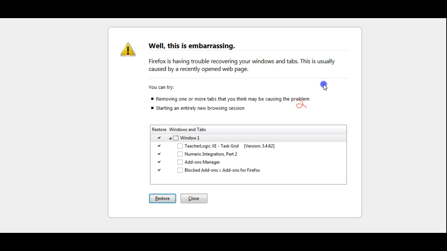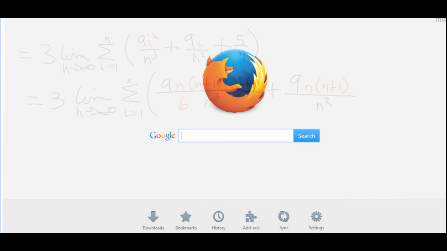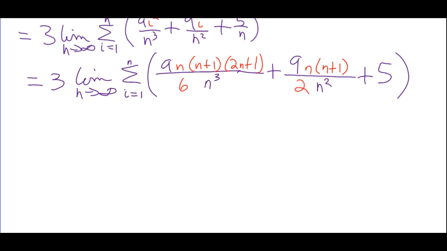Well, this is embarrassing. I don't even know how Firefox popped up. Very appropriate. Well, this is embarrassing. No kidding. I must have hit it. Okay. Do you want 5 over 9?